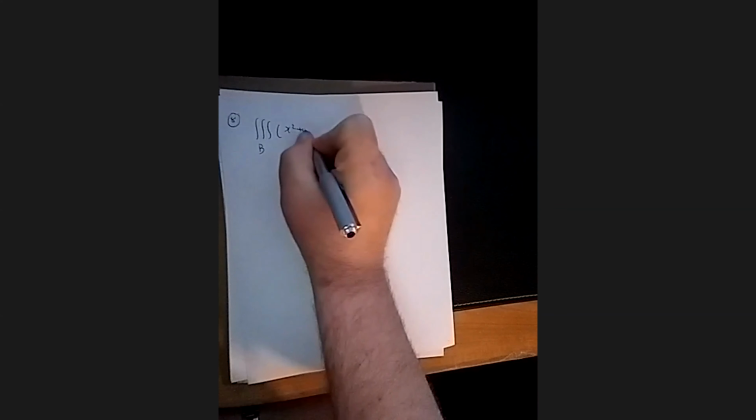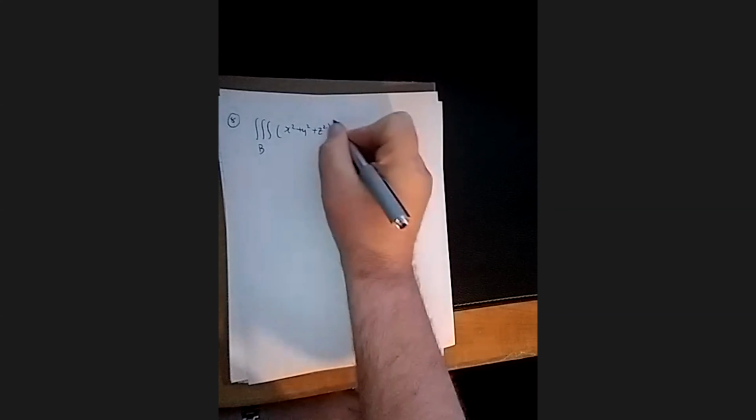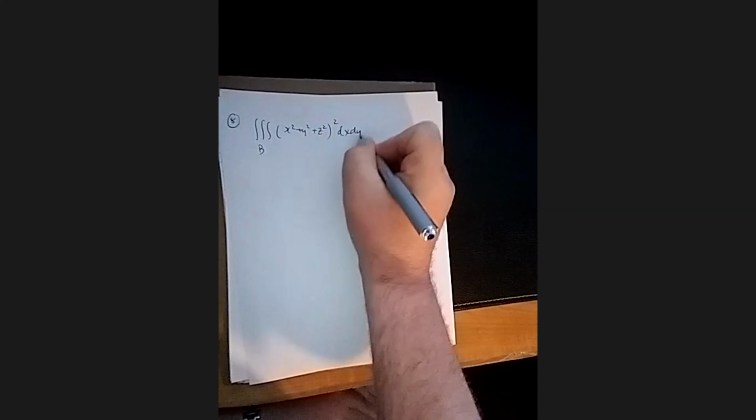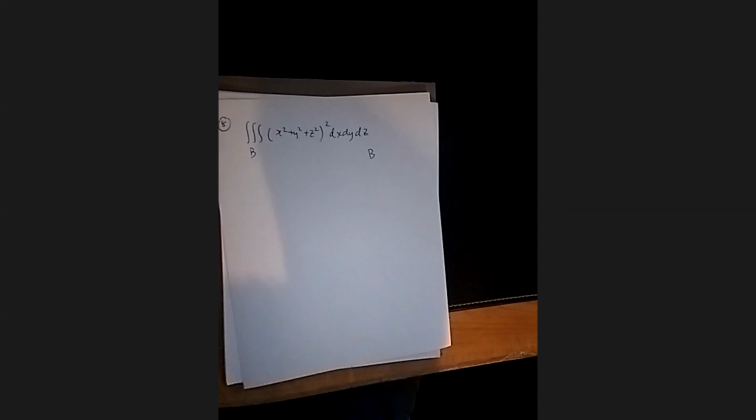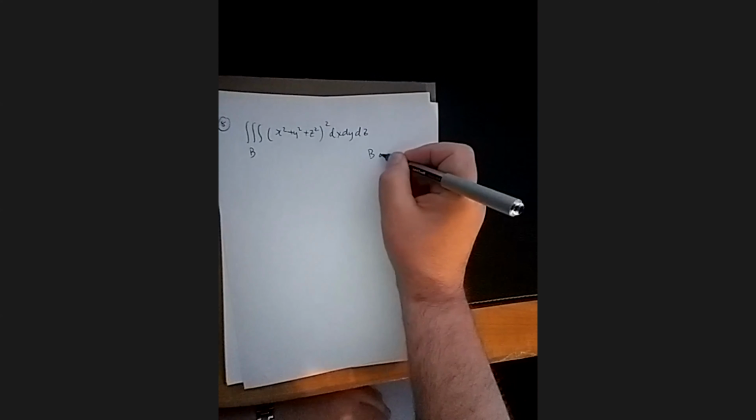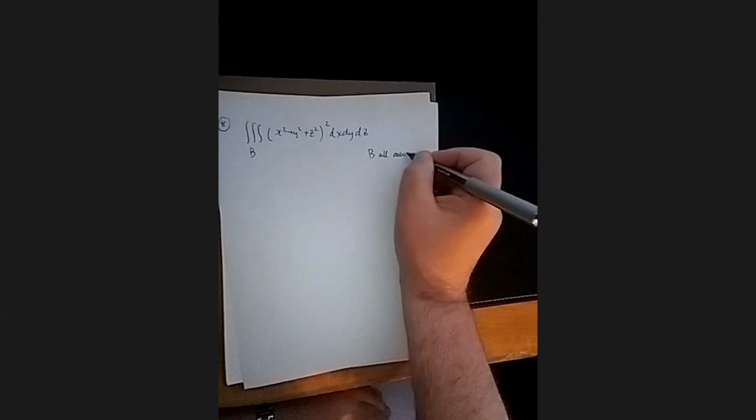We have a triple integral over some region B. The formula that we have here is x squared plus y squared plus z squared, all squared, essentially dx, dy, dz. And the region that they're calling B is a ball, which I would call a sphere. But if you take a sphere and you fill its inside, I guess you could call it a ball. And its radius is 3, at least in my version.